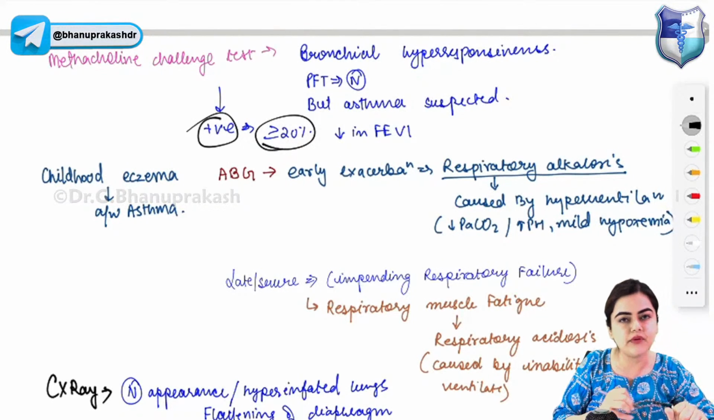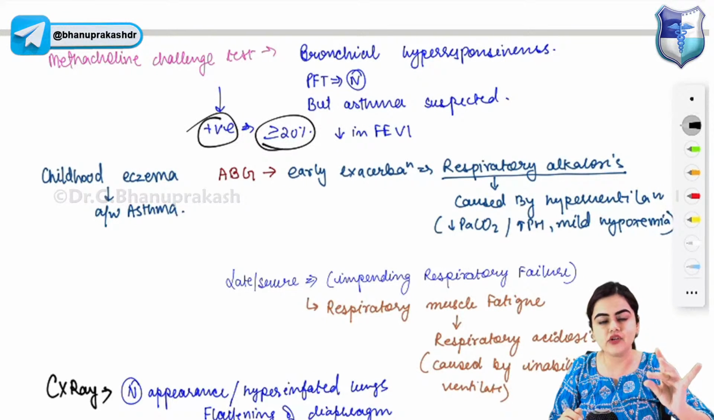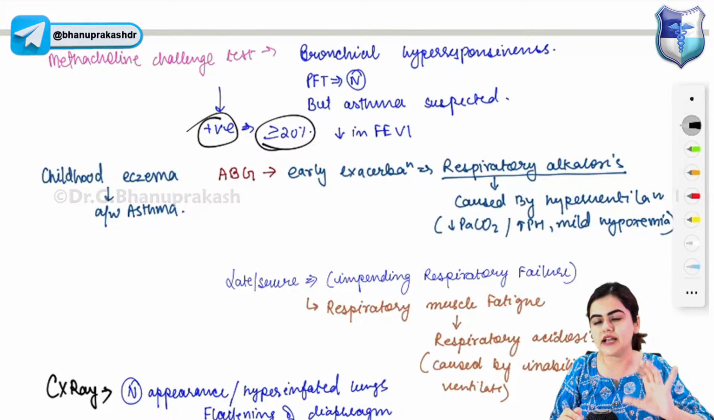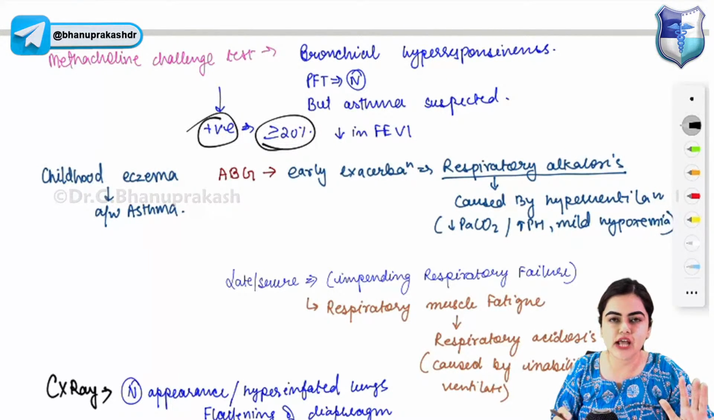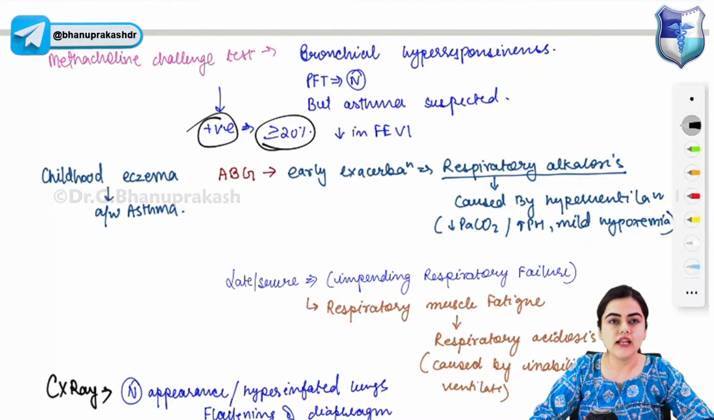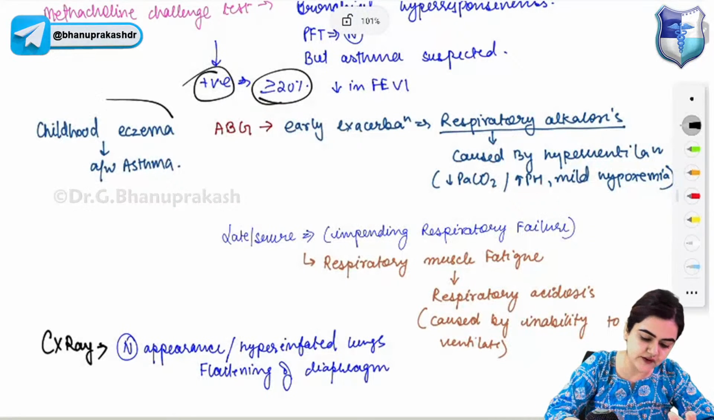So when will this test be called positive? Methacholine is a cholinergic agent. Cholinergic agent will cause bronchoconstriction. So if the FEV1 value decreases more than 20%, then you will say methacholine challenge test positive. I hope you are understanding. Everything is clear? Let's move to the next topic, that is childhood eczema is associated with asthma.